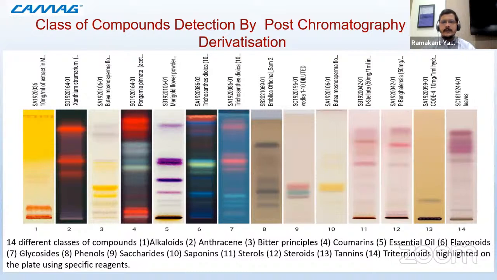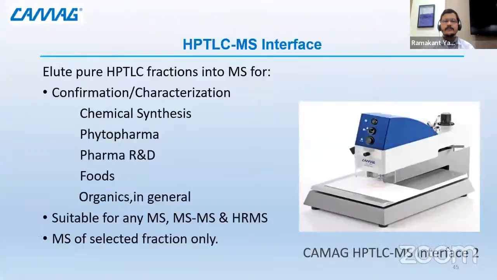This is one good example. After derivatization, you can find out different classes of compounds present in your botanical origin material. For phenolic classes, you can derivatize the plate by using alcoholic FeCl3. For flavonoids, you can derivatize the plate by using natural product reagent, etc.